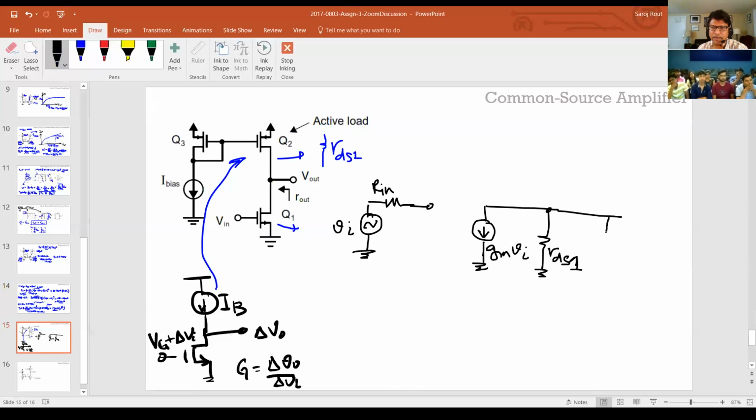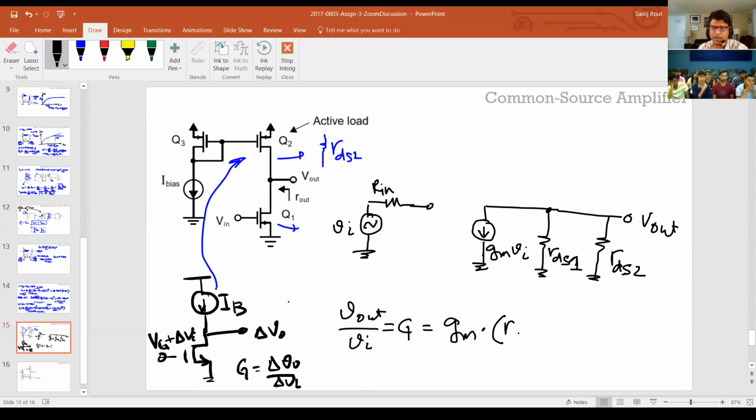And you also have in parallel, because this node is ground, right? Because once you take small signal, all the DC sources will become ground. So this RDS2 is from V out to ground as well. So that's RDS2, and this is V out. And if you do the small signal analysis, I won't go into the equation, but it'll be clear to see that V out over VI, your small signal gain, let's call it G, is nothing but GM times RDS1 parallel with RDS2, okay?